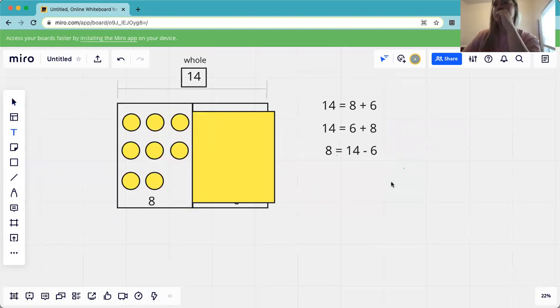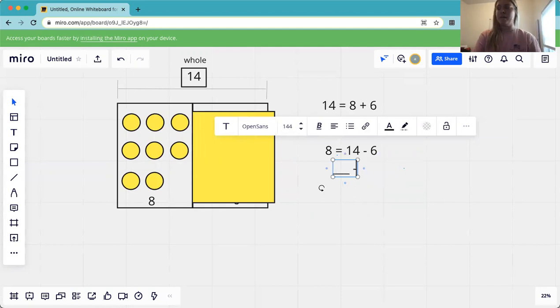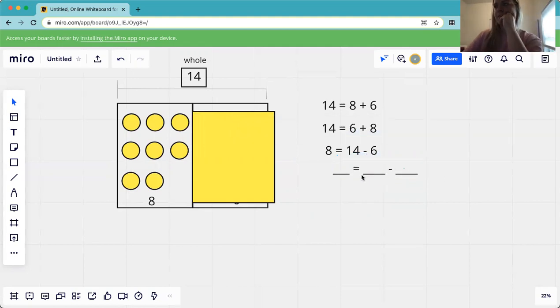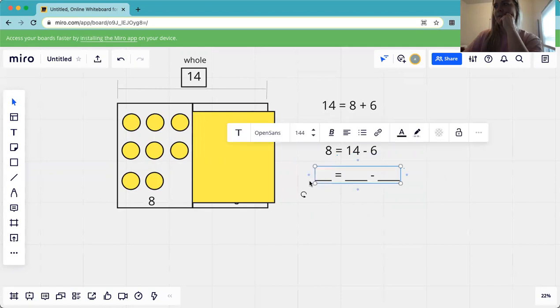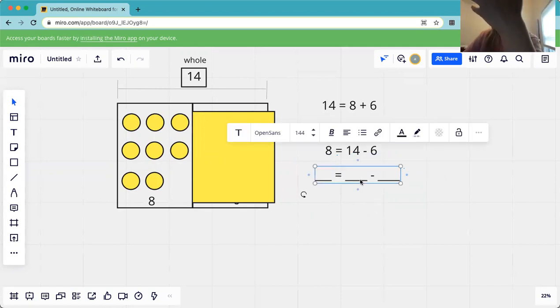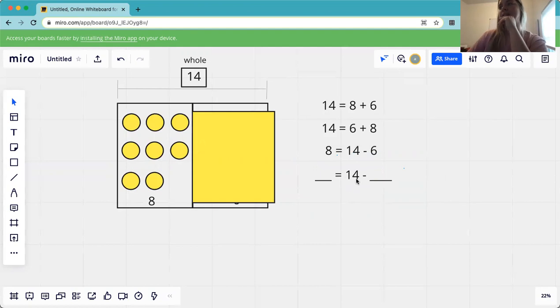All right. My blank equals blank minus blank. Trying to figure out my equation here. Alrighty, so I know I need to start out with my whole, my 14. Again, make sure you do not put it in the equal spot when you are subtracting. All right, it starts right here.